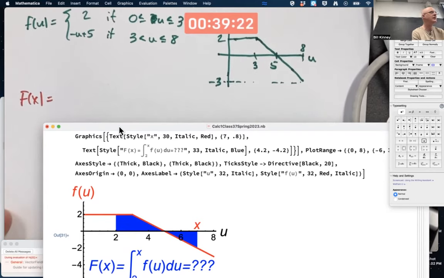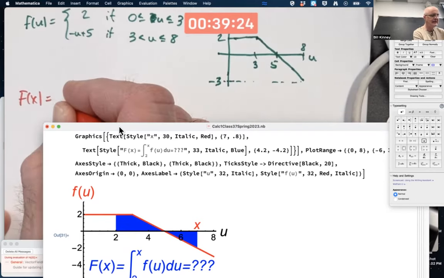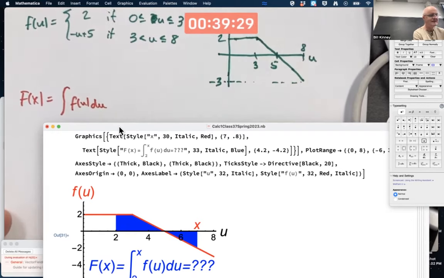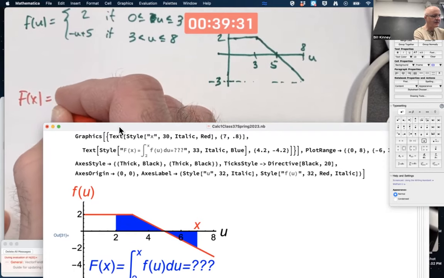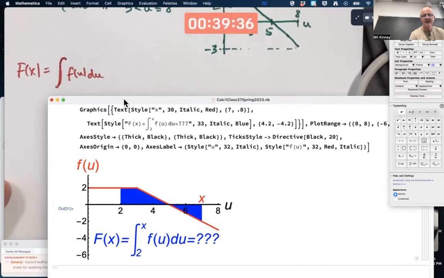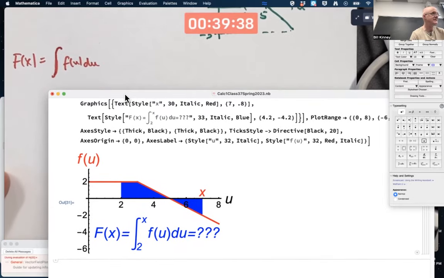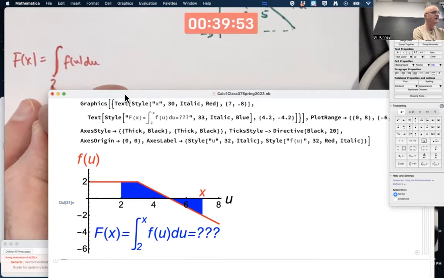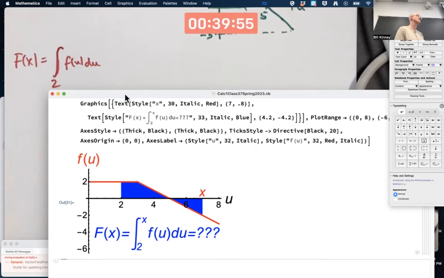Capital F of x, changing to x here, though I could use t, is the integral of little f of u, not as an indefinite integral, but as a definite integral. I'm picking a lower limit of 2. Why? Just because I feel like it. I'm serious. Just to illustrate, you can do something other than 0. I could have picked 1. I could have picked 1.5. I could have picked pi. It doesn't matter what you pick for the lower limit of integration. I'm going to pick a 2. It really doesn't matter.